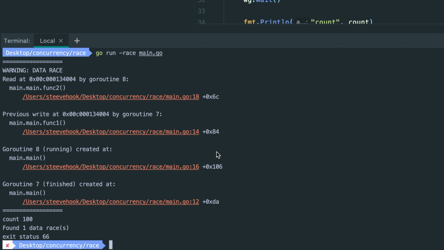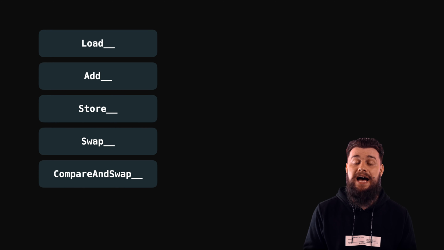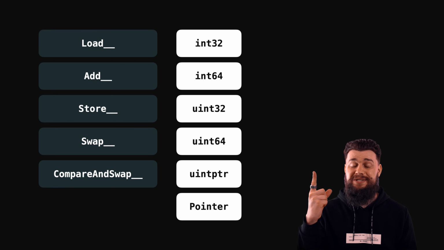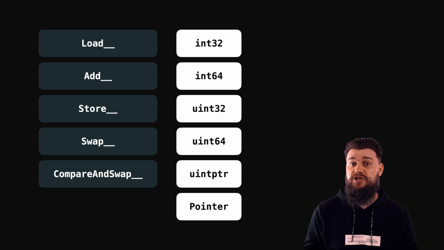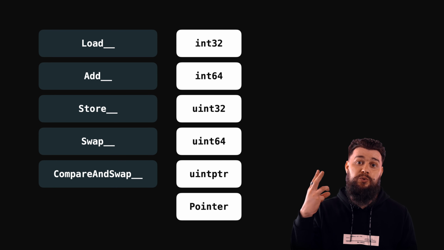One way of solving this race condition is to use atomics. So when it comes to the atomic package, it will primarily have support for functions which will give you the possibility to atomically and concurrently modify numbers. It will have functions like load, add, store, swap, and compare. And all of these functions will of course work with int32, int64, uint32, uint64, uintptr, and of course pointer.